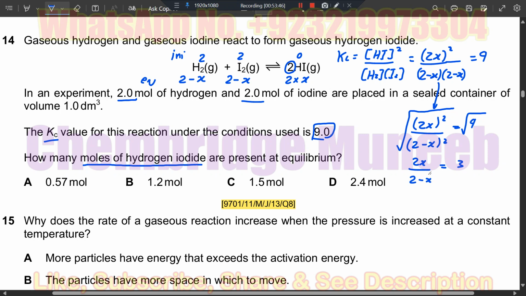Now from here, if you calculate the value of x, then x will become equal to 1 over 2. You can calculate this value by rearranging the equation. Okay, now we have calculated the value of x. Now we have to find the value of hydrogen iodide at equilibrium. Since we said that HI was 2x, which means 2x is equal to 2 times 1.2, so this will become 2.4. Now 2.4 is the right answer, and this is the right option, D.